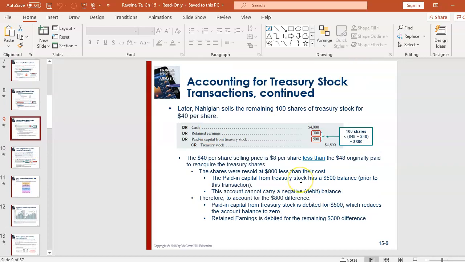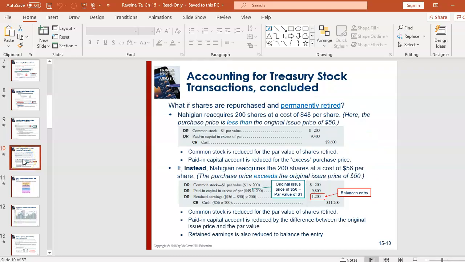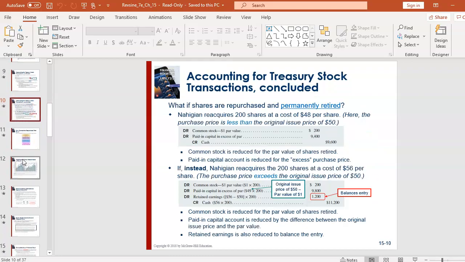Let's just say they sell the remainder, the last 100 shares, for $40 per share. And when they do that, they sell them at an amount below their cost. So they lose $8 per share. And so the first thing you do is you mark down your paid in capital from treasury stock. So that $500 increase that we had, we take the $800 loss against that. And then once that hits zero, there's 300 left over. Then we reduce retained earnings for anything that was left over after that. So that's one thing to keep in mind. And that entry should look familiar. You should have done something like that in principles.